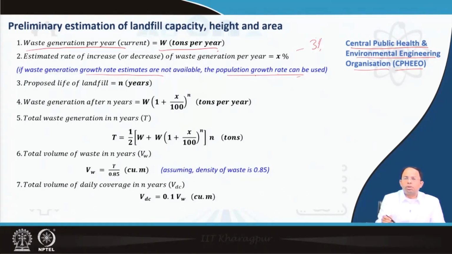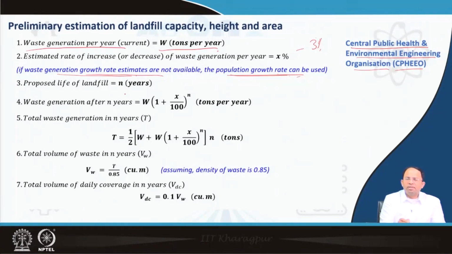that the waste will grow in exactly the same way as the population. If the growth in population is in certain income brackets, then other kinds of waste would be generated. So waste generation growth has to be estimated on its own. If it is not available, only then do we go with the population growth rate estimate.